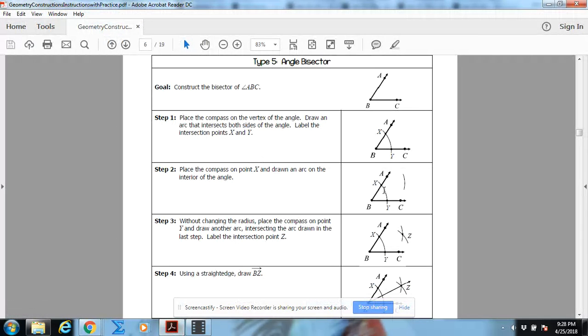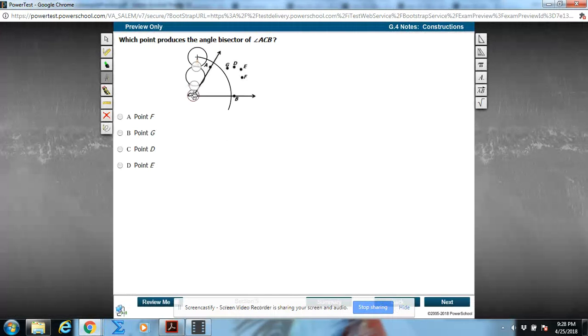Now, step 2, place the compass on X, which is on one side of the angle, and create an intersection arc out in the interior of the angle. So I'll start over here. Create an intersection arc in the interior of the angle. Now do not change the radius size of the compass and create another intersection arc off the other side of the angle.